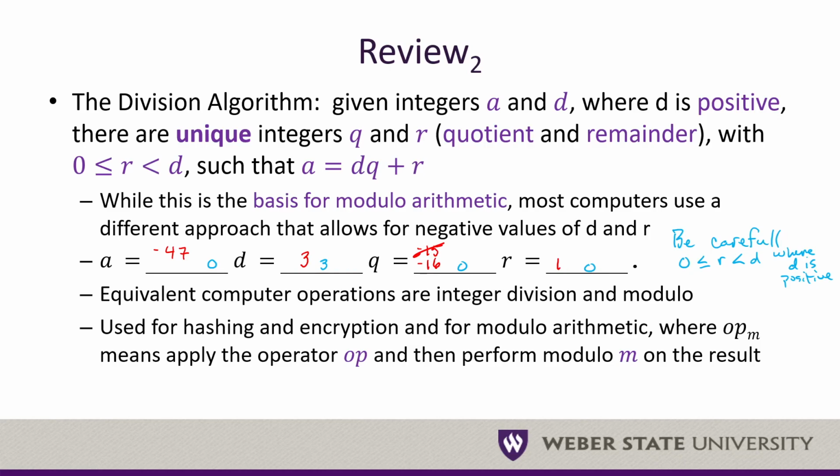We use it for hashing, encryption, modulo arithmetic. Modulo arithmetic is used in encryption, as well as some other things. And modulo arithmetic is really not that difficult. It's just having an operator computing something and then doing the modulo operation at the end. So if I have 531 plus modulo 7, where the plus operator is a modulo operator, 11, then I do the addition, and then I do modulo 7, and I wind up with whatever my result is.